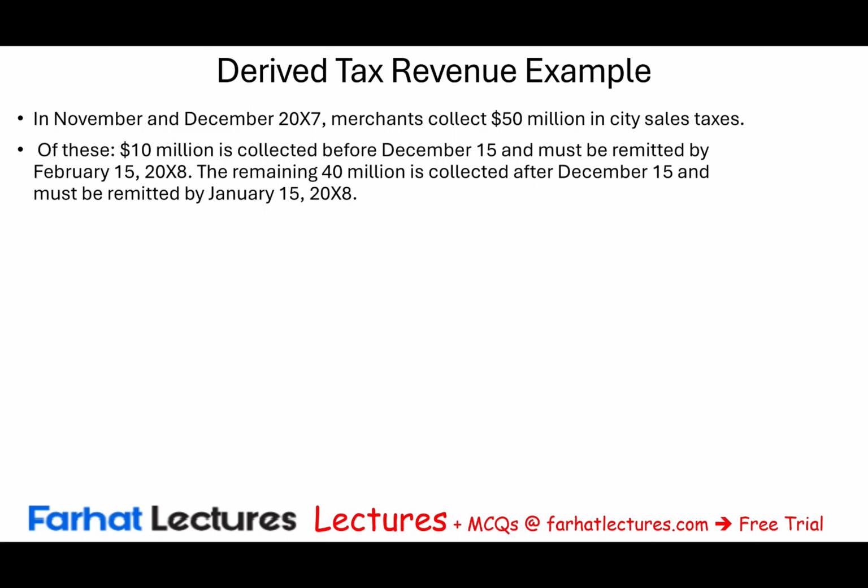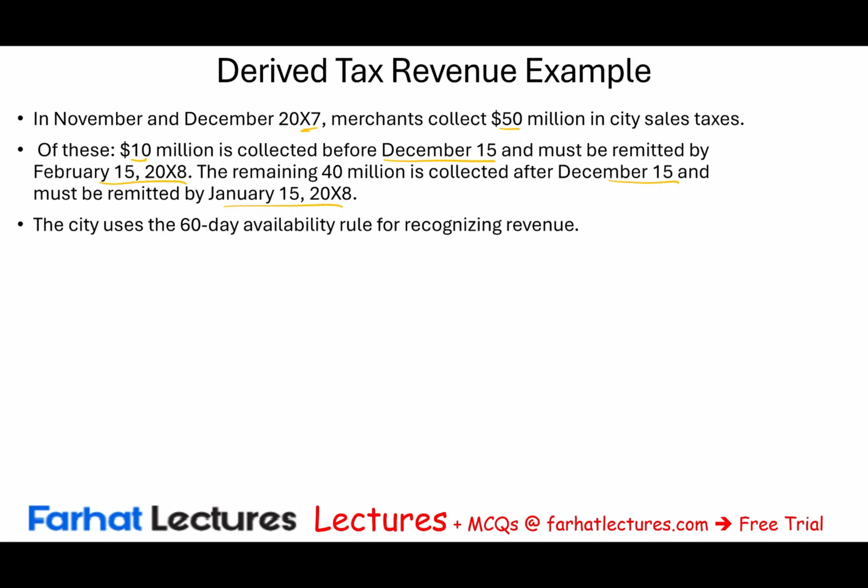In November, it's a variation of this example. In November and December of X7, merchants collect 50 million in city sales tax. Of this 50 million, 10 million is collected before December 15th and must be remitted by February the 15th. The remaining 40 million is collected after December the 15th and must be remitted earlier. It does not matter. What's the point I'm trying to make here?